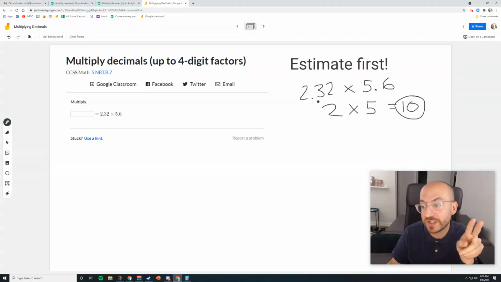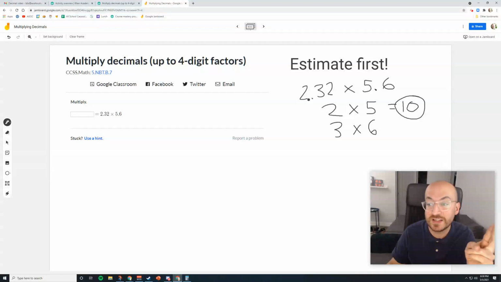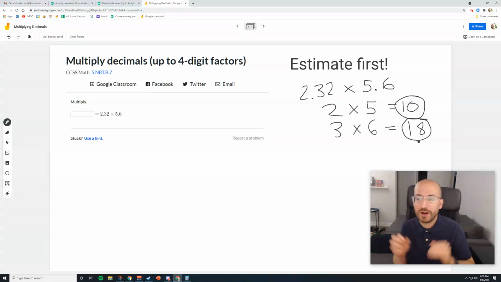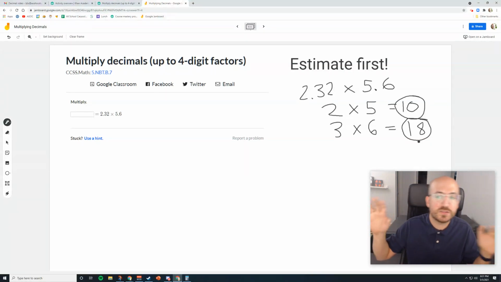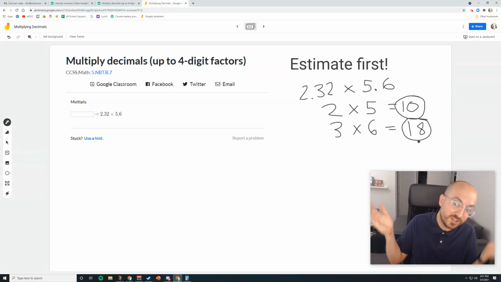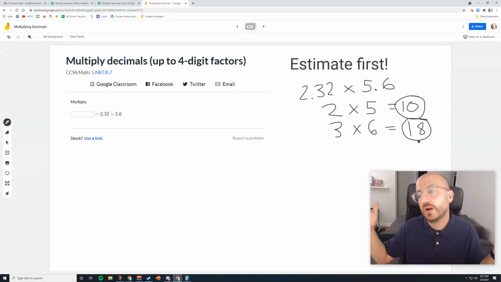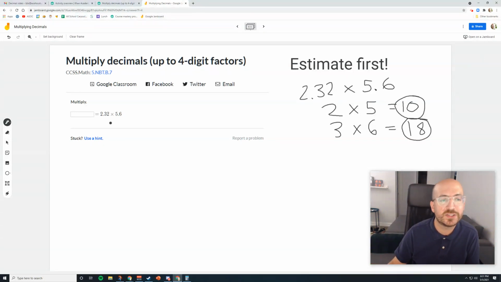Even 3 times 6. Both of these numbers are less than 3 and 6. So if I multiply that, 18. So I know our answer is going to be between 10 and 18. If the answer is 13, sounds good to me. If the answer is 14, sounds good to me. 15, sure. 16, sure. 8, no. 1.3, no. We can estimate. Well, 2 point something times 5 point something, maybe 14.